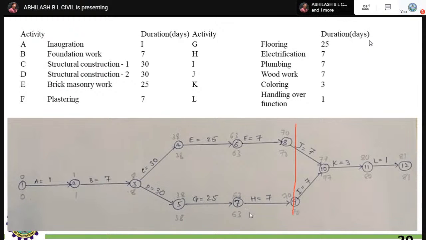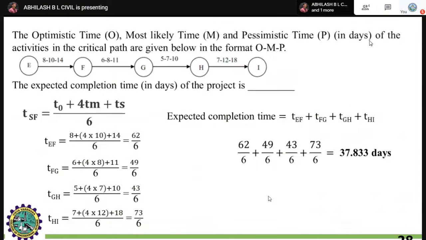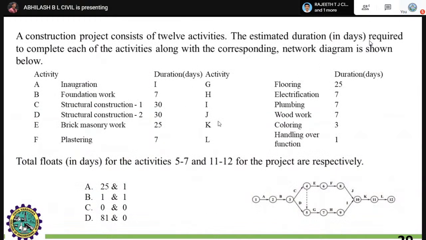Next. Now, what is the solution, right? You have to check with the problem. The question is 5 to 7 and 11 to 12. Total floats in days for the activities 5 to 7 and 11 to 12. What are the different floats? You have to give the difference of this particular number, 5 to 7. Here you can see 5 to 7 and 11 to 12. You have to show the value. What is the value?